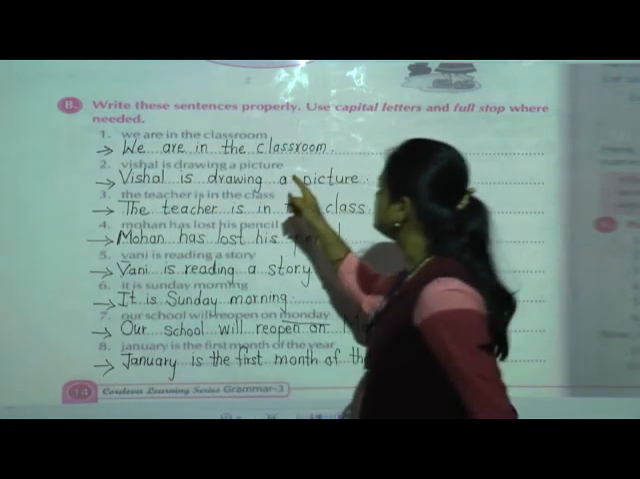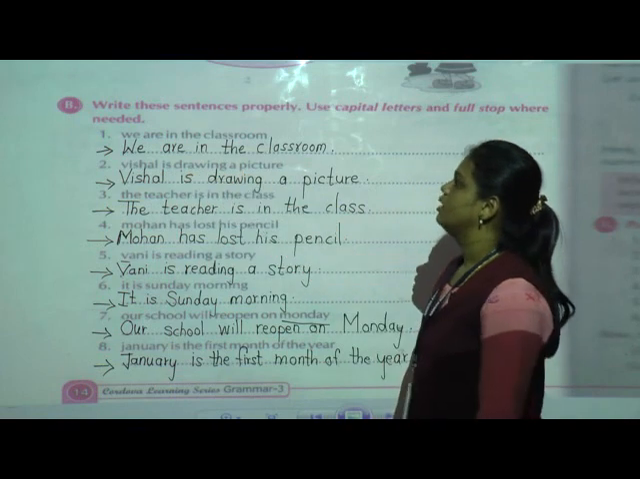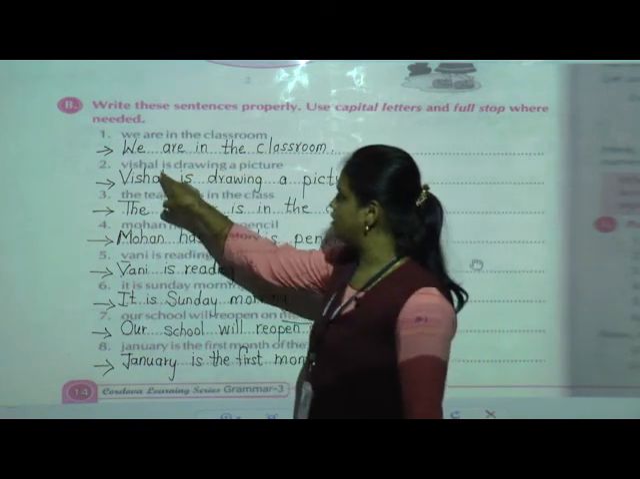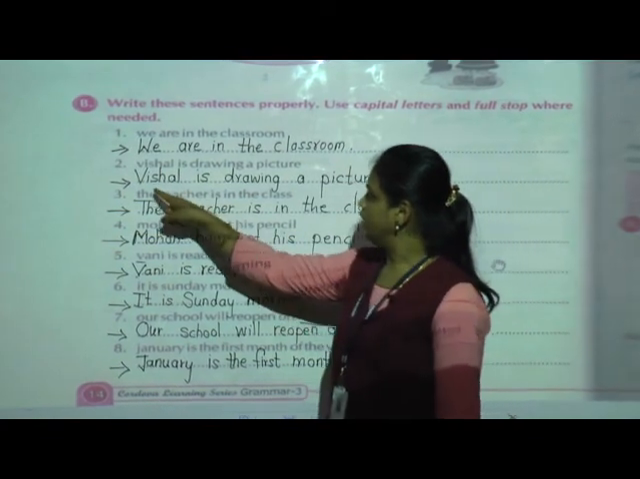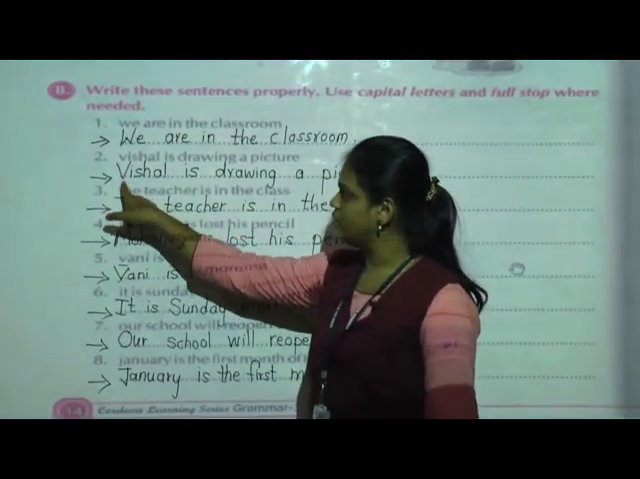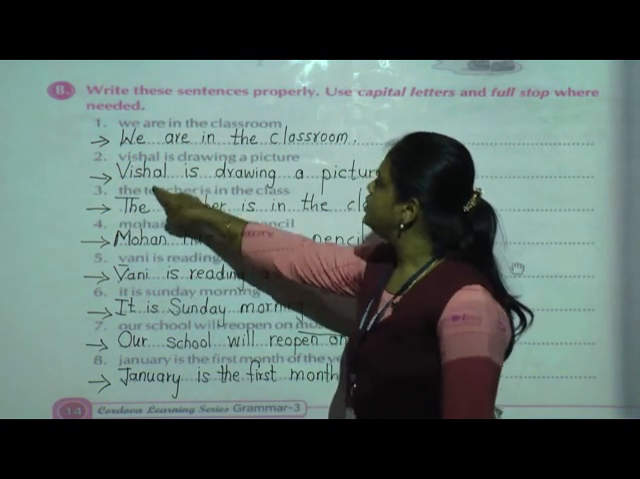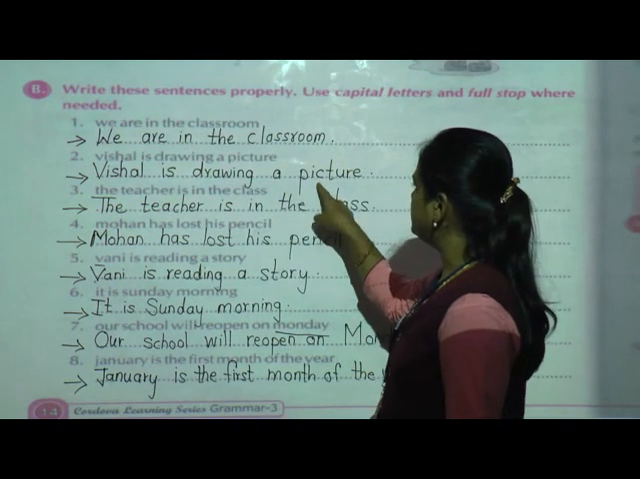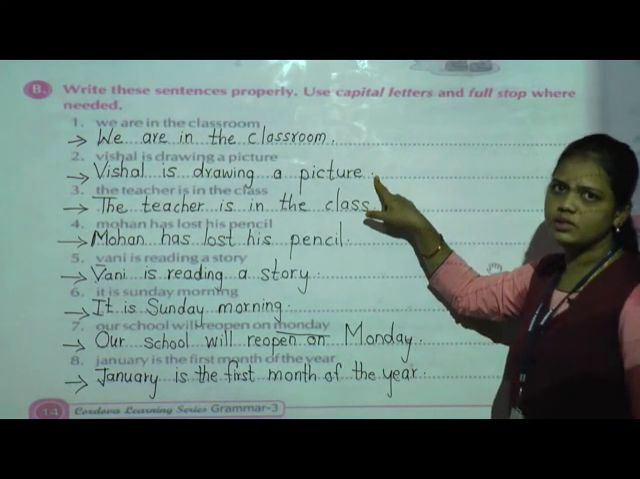Next one is Vishal is drawing a picture. So here, Vishal is the name of a person. In Vishal, I have written V in capital. Now, Vishal is drawing a picture. Then after ending the sentence, what have I given? I have given the full stop.